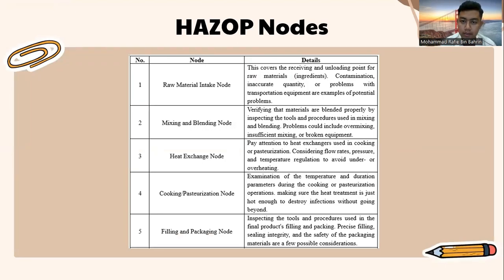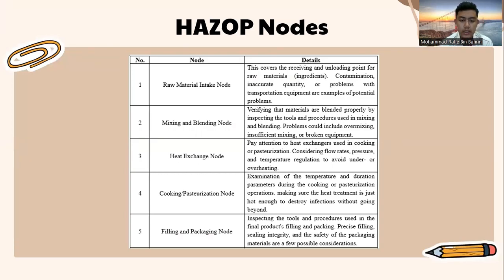So these are a few HAZOP nodes contained in the food processing, which is first, raw material intake node. This covers the receiving and unloading point for raw material. Contamination, inaccurate quantity, or problems with transportation equipment are examples of potential problems. Second is the mixing and blending node, verifying that materials are blended properly by inspecting the tool and procedure used in mixing and blending. Problems could include overmixing, insufficient mixing, or broken equipment.